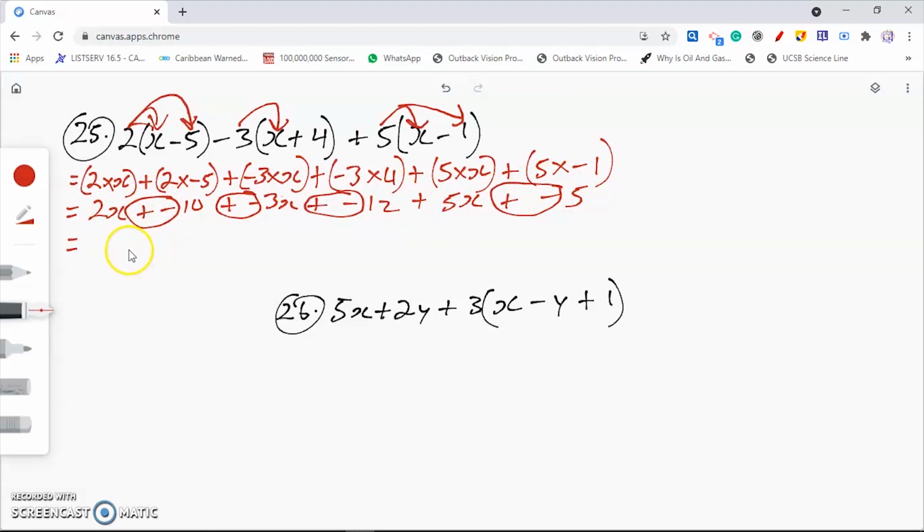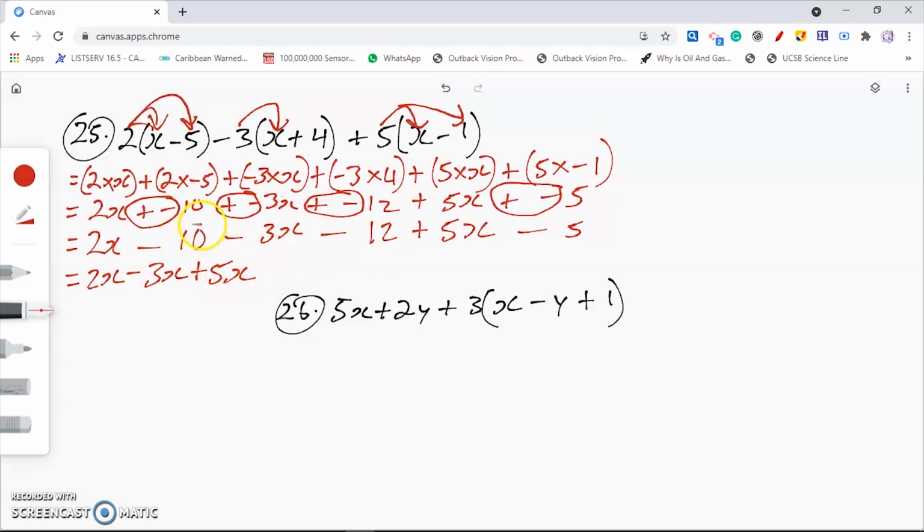Positive times negative is negative. Then we bring down the 2x here, bring down the 10 here, bring down the 3x here, bring down the 12 plus 5x, and then we bring down the 5 here. And that's equal to, well, we have to group our like terms now. Bring all the x's together. So we have 2x minus 3x plus 5x, minus 10 minus 12 minus 5.